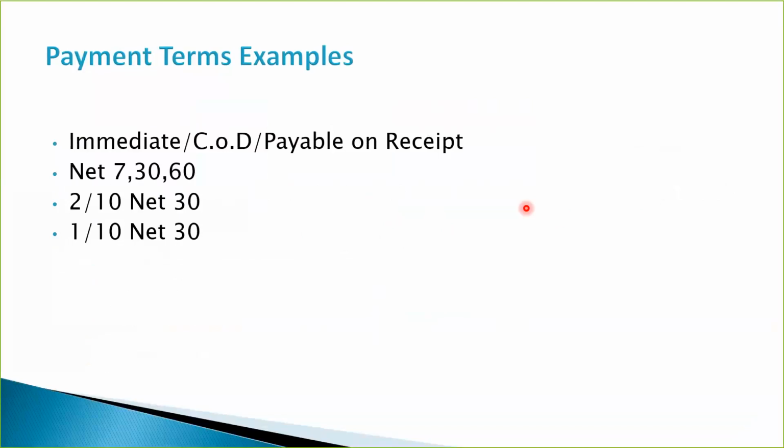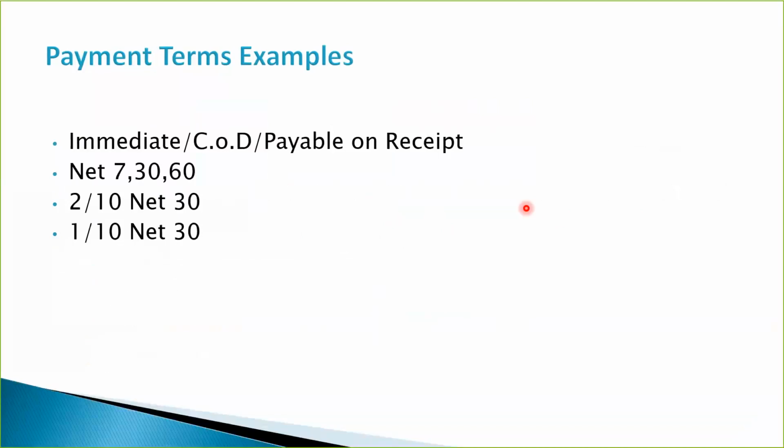But common ones, you can have something like immediate, which can also be called cash on delivery or payable on receipt. So as soon as you receive the goods, then the payment is due. This is something like even when you order food, you have to pay immediately. So that's a payment term example which we're all familiar with.